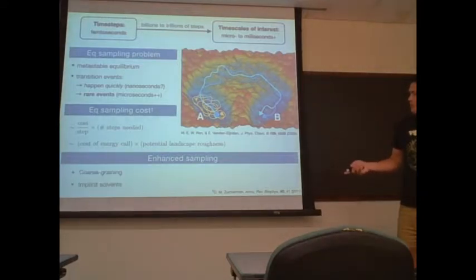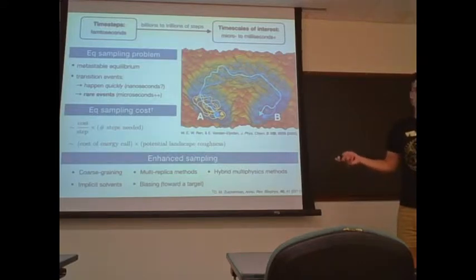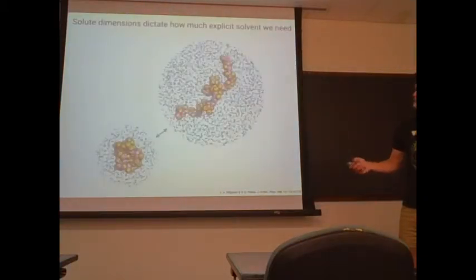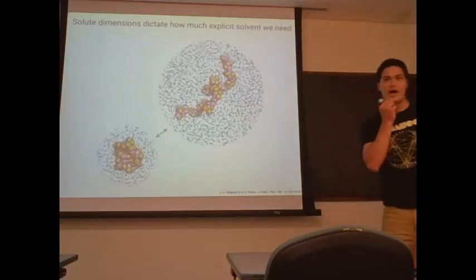So in order to get around this problem, there are these so-called enhanced sampling methods that I'm not going to go over, although they're related to mesoscale and hybrid methods in some sense. Maybe one I will point out are these implicit solvent models. I think on the next slide, I should have one of the problems I just want to highlight.